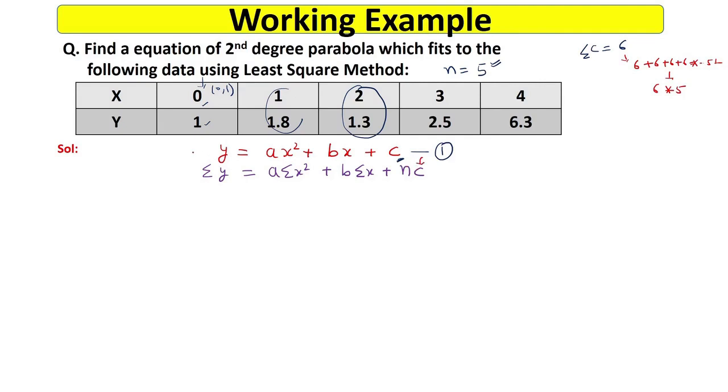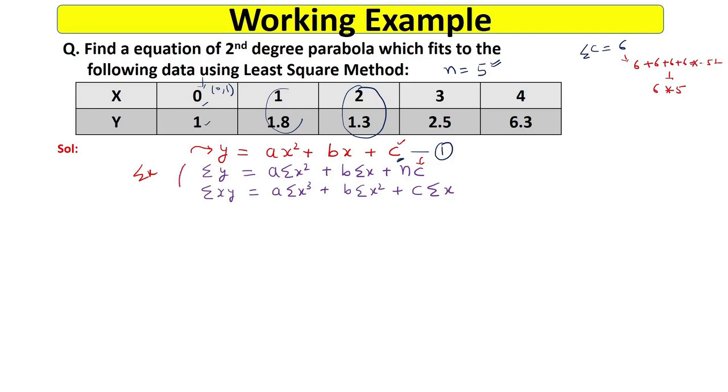Now the second step is to multiply this equation by summation of x. After multiplying equation 1 by summation of x, we get summation of xy equals a, and x square becomes summation of x cube. Summation of x multiplied with bx becomes b into summation of x square. And when summation of x is multiplied with c, it becomes c summation of x. So this is the next equation.